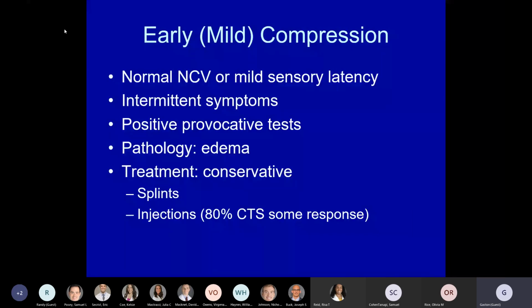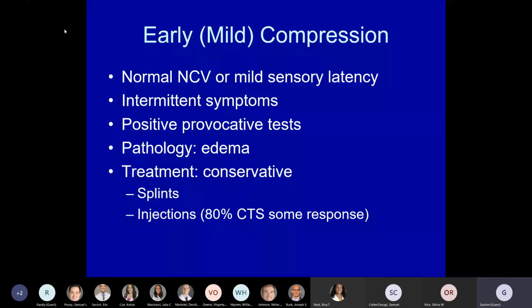Symptoms are intermittent. Positive provocative tests. What they've asked is, what's the pathology of the median nerve? And the answer is just edema. Treatment conservative. Injections, it's been asked, 80% of patients that have mild carpal tunnel, if you inject them, will get some positive response.